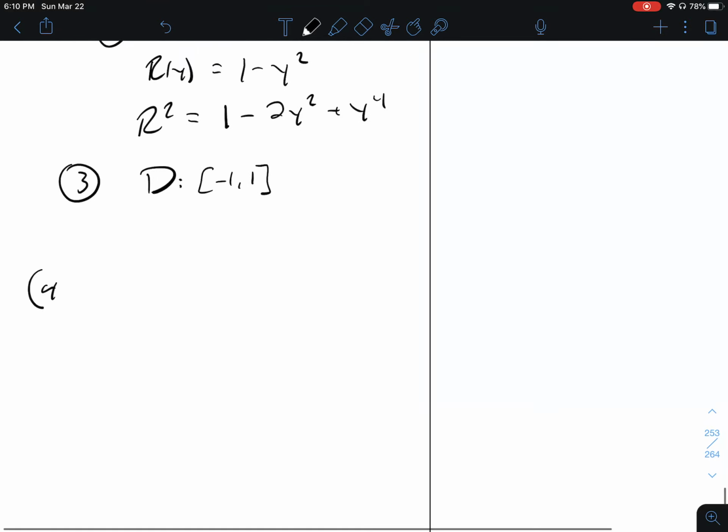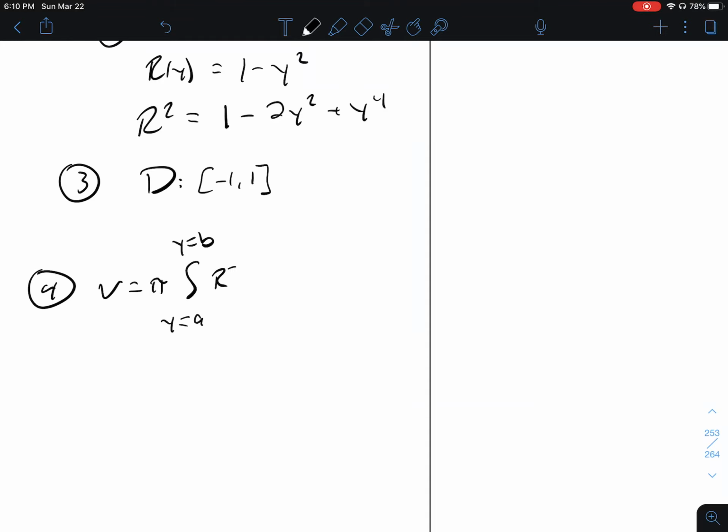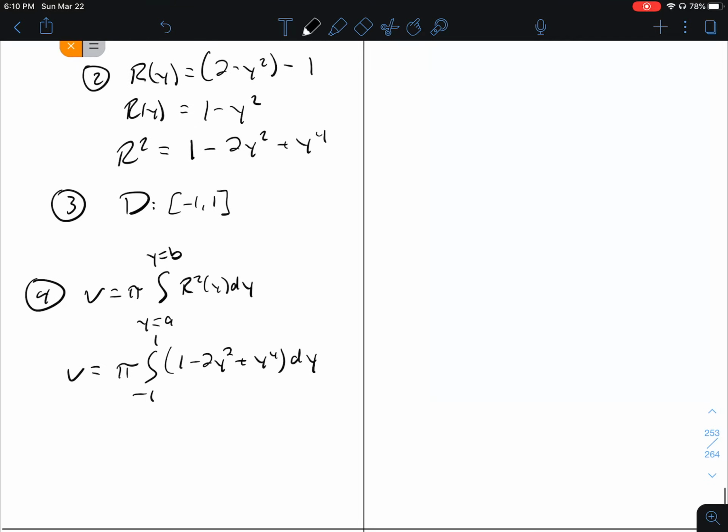Step 4, what's the volume? The volume is going to be pi integrating from y equals a to y equals b. Why? Because r is in terms of y. So this volume is going to be pi integrating from -1 to 1 of 1 minus 2y squared plus y to the 4th with respect to y. This is clearly a calculator problem.